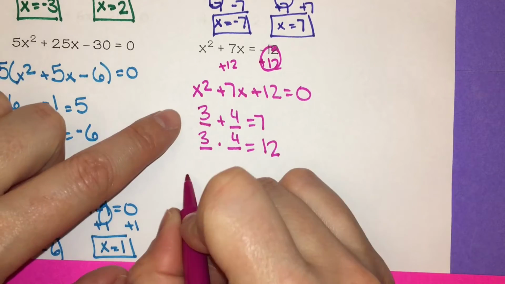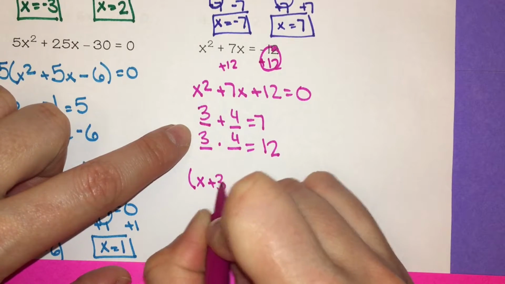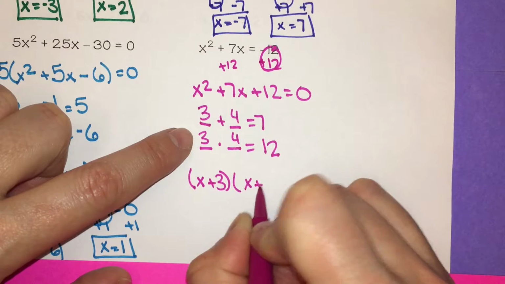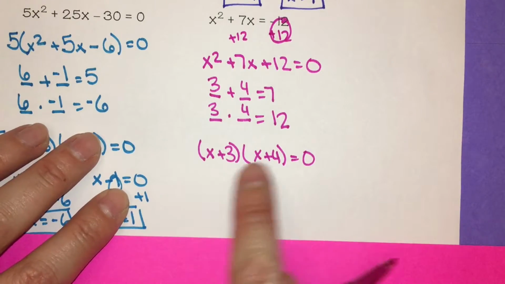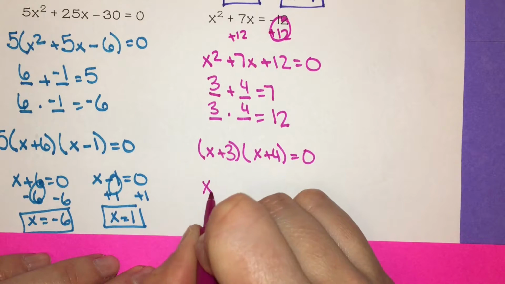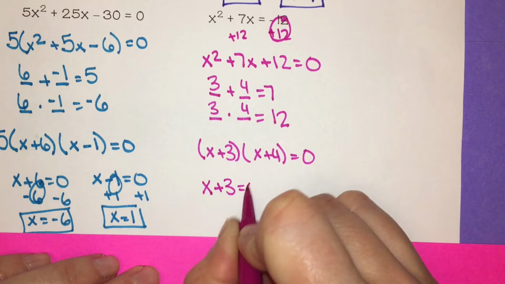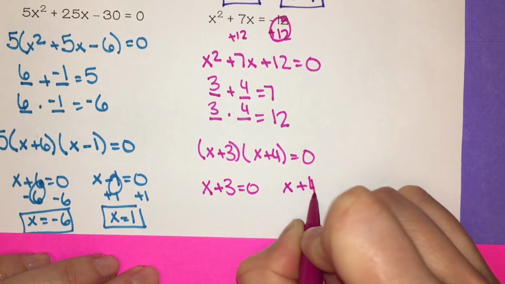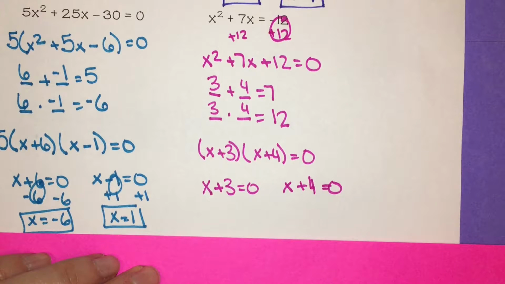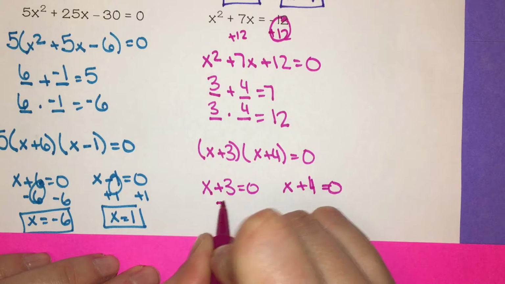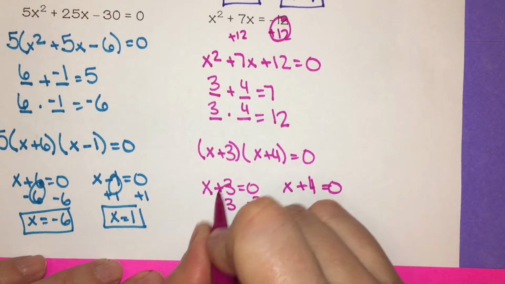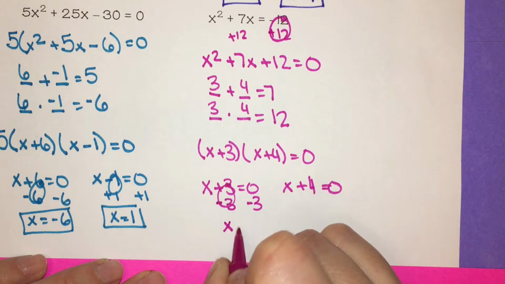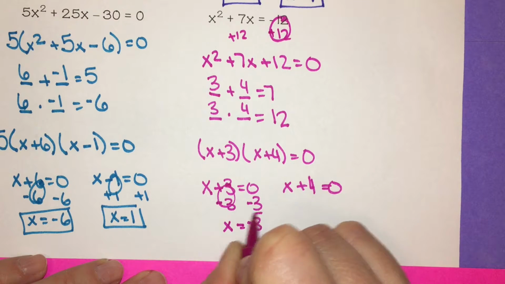So that means this factors to x plus 3 times x plus 4 is equal to 0. So now set each parenthesis individually equal to 0. X plus 3 equals 0, and x plus 4 equals 0. All right, to get x by itself, I have to get rid of the plus 3 by subtracting 3 on both sides. 3 minus 3 is 0, so I'm left with x equals negative 3.